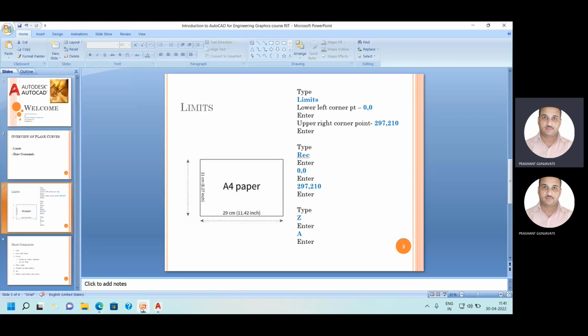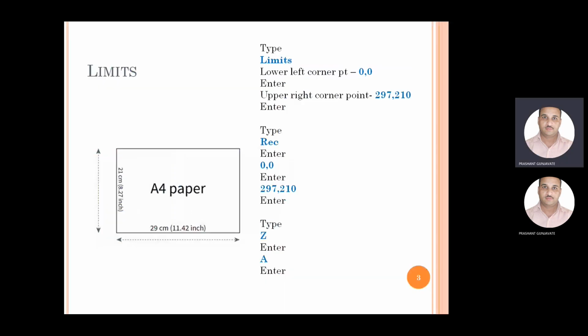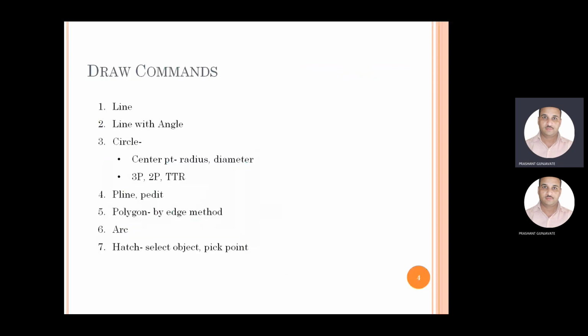So go to the PPTs. Just wait for a minute. Okay, so this is our limits. Then these are the commands we are going to see. So there is a line command, line with angle. Then there is a circle command. So there are various options in circle also.